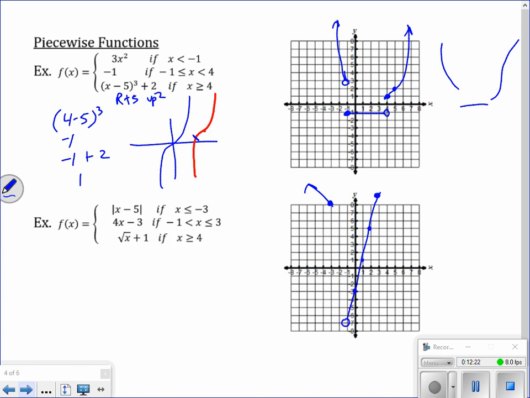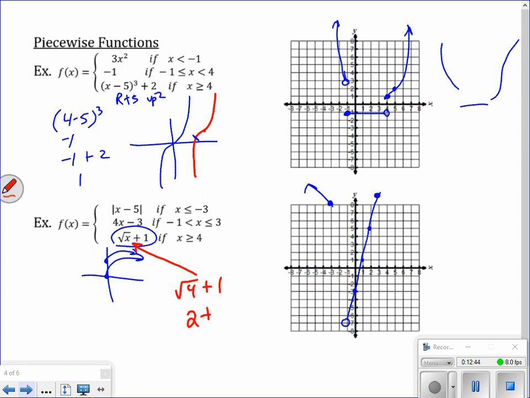All right, and one last little bit. This guy right here, square root of x plus 1. So the square root function looks like this. I'm going to add 1, so I'm going to be moving it up 1 space. All right. So I'm just going to draw that one in red, and let's see. So at 4, basically I can tell the shape of that. If I plug 4 into that, I have square root of 4 plus 1.